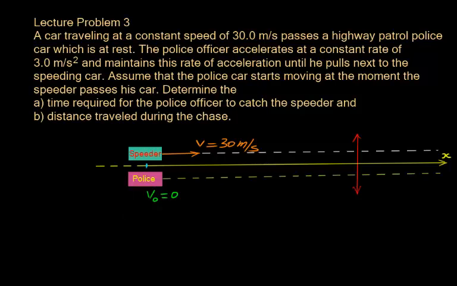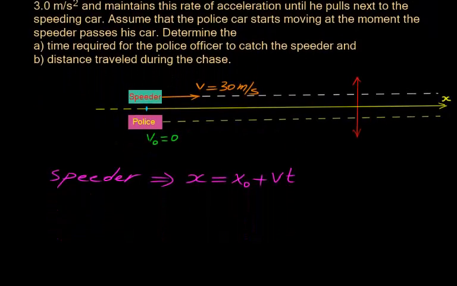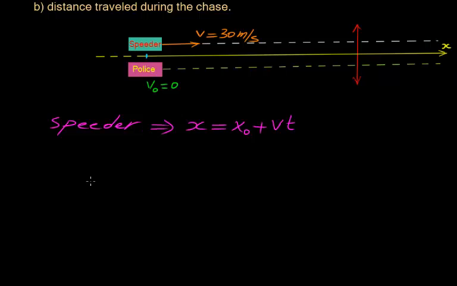Since the speeder is moving at constant velocity all the time, his motion is going to be controlled by the constant velocity equation, where x equals x naught plus vt, where v is 30 meters per second. Substituting the x0 and the v by their respective values, we obtain x equals 0 plus 30 times the time t. In other words, x equals 30 times t.